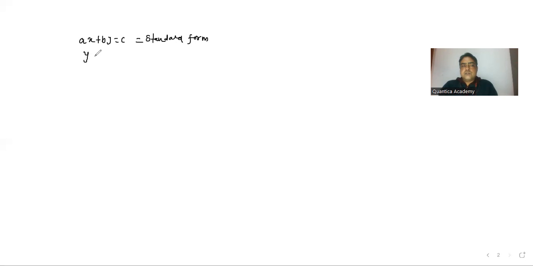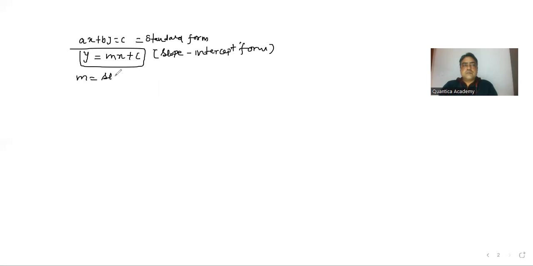We more popularly use the slope intercept form of the straight line, that is y equals mx plus c. This form is the slope intercept form. What is slope and what is intercept in this equation? Here this m is called slope and the c is called y-intercept. Generally, we just say intercept, but particularly it is y-intercept.